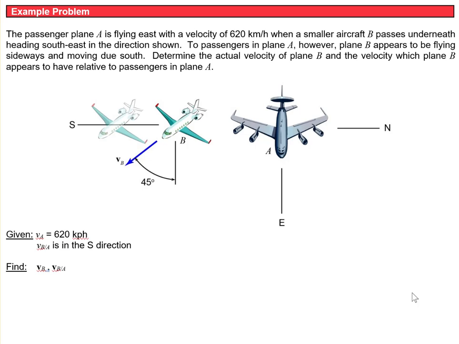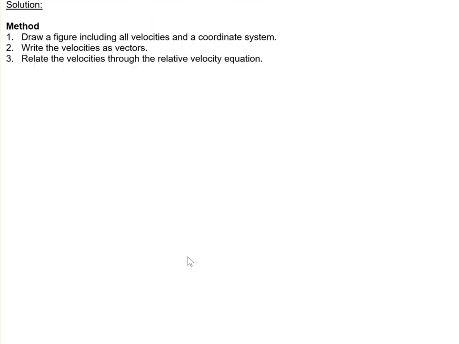So plane B passes under plane A heading southeast, so that's absolute. But then it says it appears to the passengers in plane A that B is flying due south, so that's relative. So we can say that the velocity of B relative to A is in the south direction. And then we want to find the velocity of B and the velocity of B relative to A. All right. So drawing a figure is always a good idea.